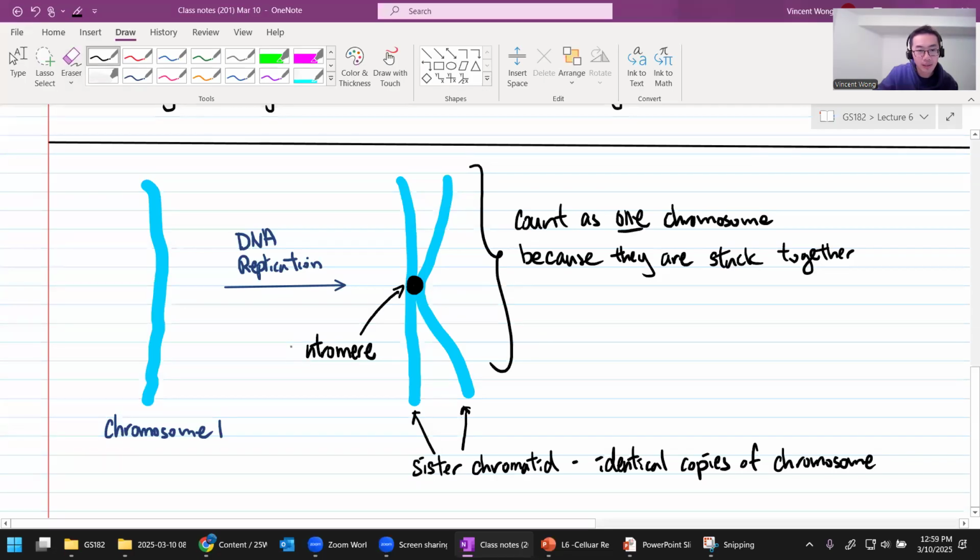Centromere, the connecting point between sister chromatids.